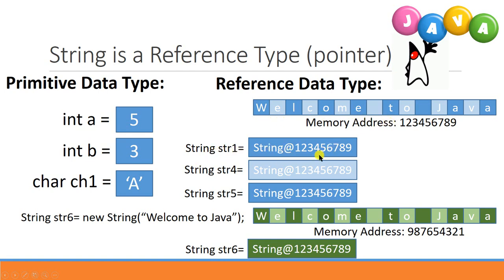So string 1 could be stored with one address, and string 4 and string 5 may store the same address value. And we may have a string 6 using the object constructor to construct a new string put into a new location. This string 6 is holding the address of that memory location. But later, it can be updated with the same string pointer that we assign to string 1, 4, or 5. So this variable is not holding the string value. On the other hand, it is only holding the pointer or the reference value of that string.